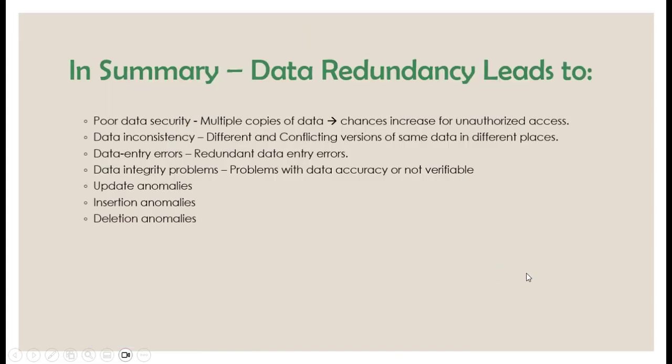So in summary, data redundancy leads to poor data security because you got data all over the place, and that increases the chance of unauthorized access. Data inconsistency, different data, just keyed in differently all over the place again. Data entry errors, the more you have to put in the same phone number again and again, the more likely you are to make an error. Data integrity issues, so problems with data accuracy, that's what data integrity is. And we saw that there were update anomalies, insertion anomalies, and deletion anomalies.